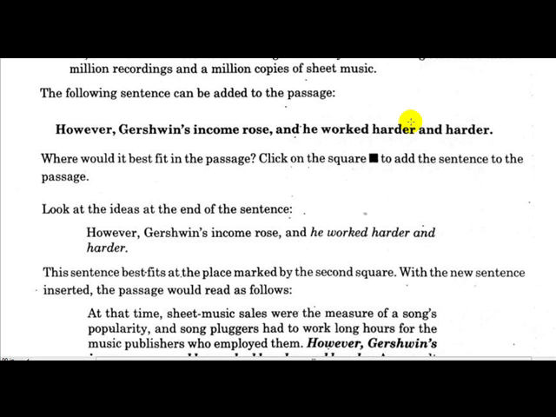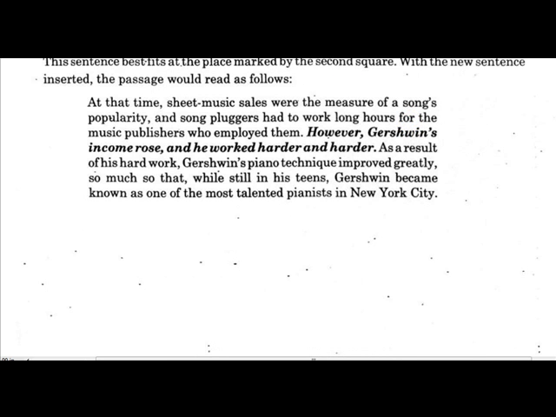With the new sentence inserted, the passage will read as follows. At that time, sheet music sales were measures of songs' popularity, and song players had to work long hours for the music publisher who employed them. However, Gershwin's income rose and he worked harder and harder as a result of his hard work. Okay, so forth. You can see that passage is added here, and there's a lot of information before that sort of indicates this would best go there.